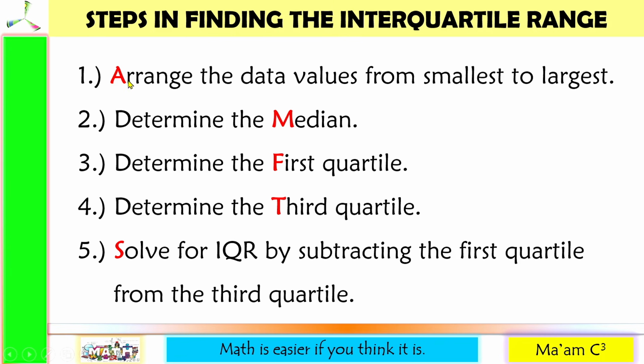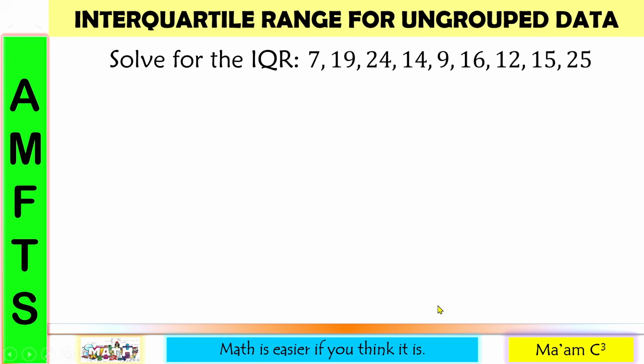There are steps in finding the interquartile range. Remember the letters A, M, F, T, S. Step 1. Arrange the data values from smallest to largest. Step 2. Determine the median. Step 3. Determine the first quartile. Step 4. Determine the third quartile. And step 5, solve for the IQR by subtracting the first quartile from the third quartile. Let's have an example. Solve for the IQR of these values.